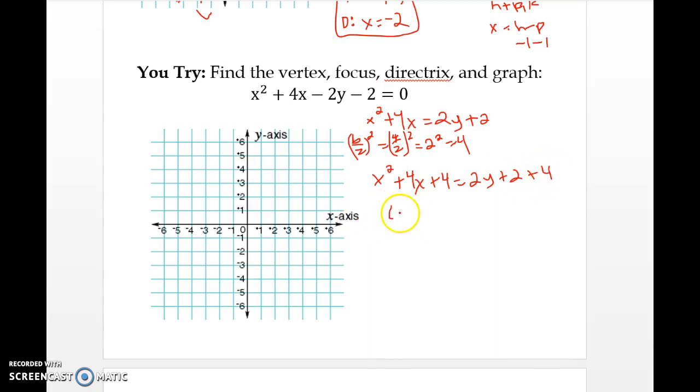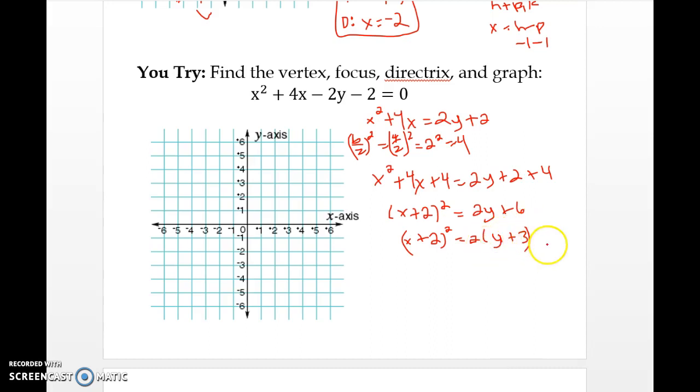Now I can factor on the left side. That's going to give me x plus 2 squared. On the right side, I get 2y plus 6. And then last step, you have to factor out on the right side. I'm going to take out a 2, and it gives me y plus 3.